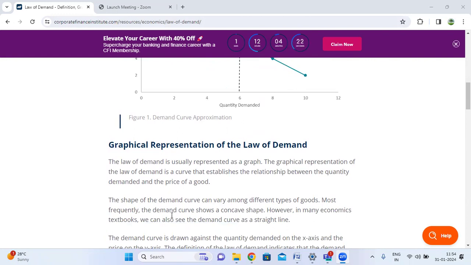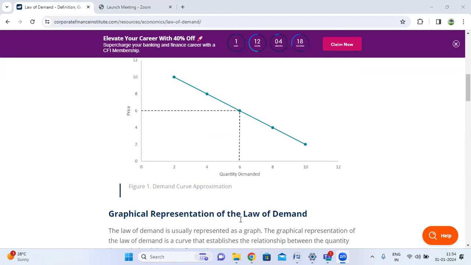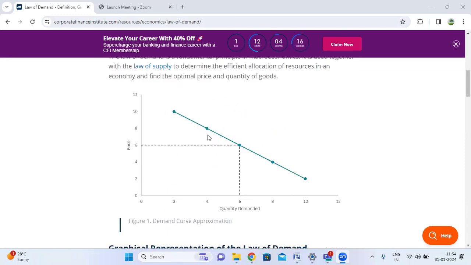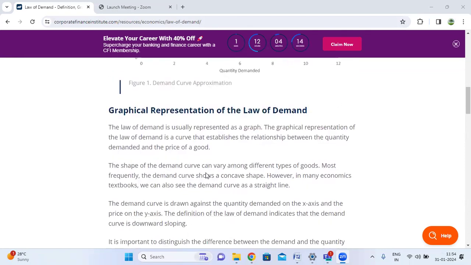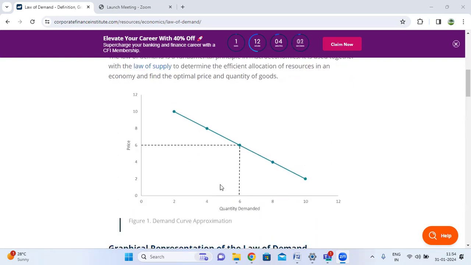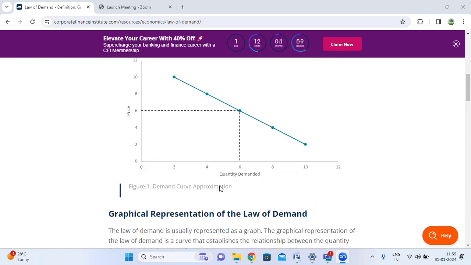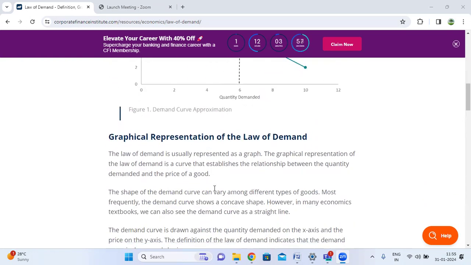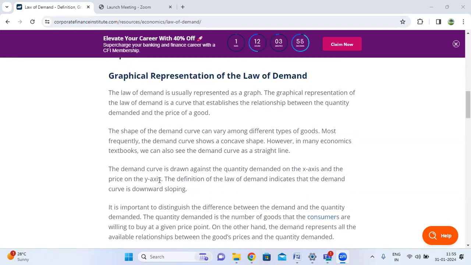Most frequently the demand curve shows a concave shape. However, in many economics textbooks, we can also see the demand curve drawn as a straight line.